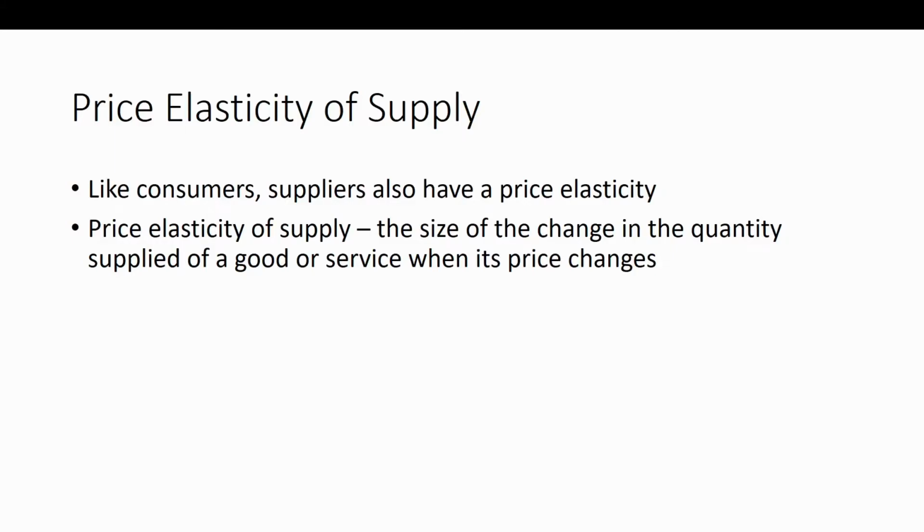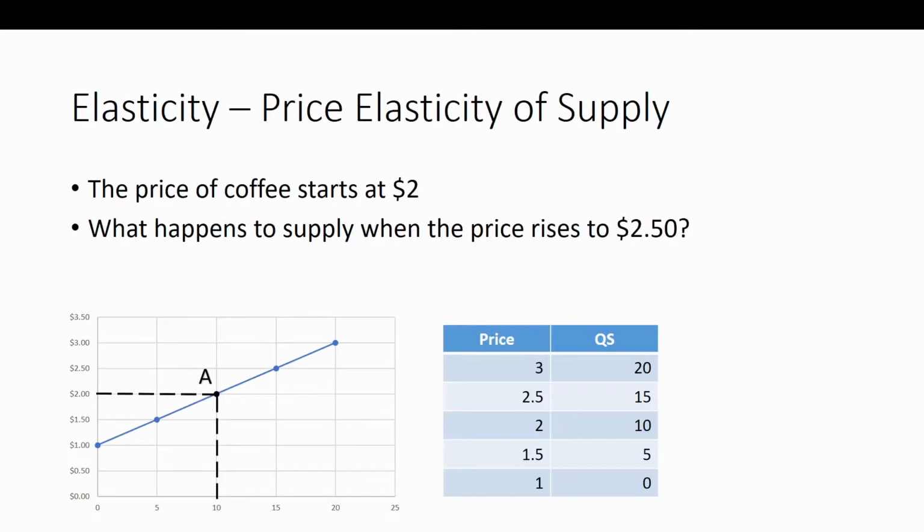So now let's look at the price elasticity of supply. Just like the price elasticity of demand, we have the same thing, elasticity for supply. So like consumers, suppliers are going to have the exact same thing. Price elasticity of supply is the size of the change in the quantity supplied of a good or service when its price changes. So again, let's look at the market for coffee.